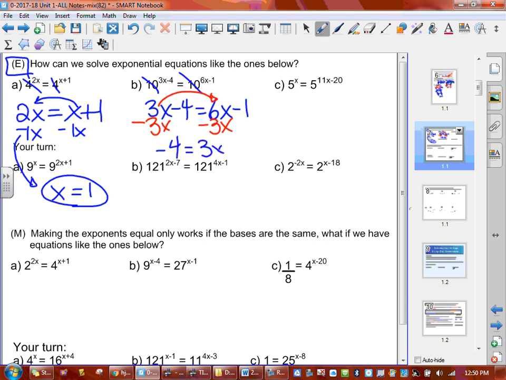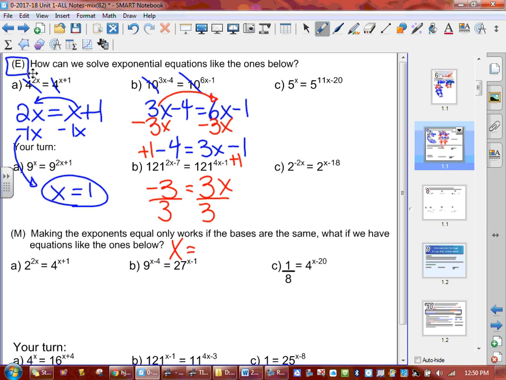So what am I going to do with that negative 1? It's over to the other side. You betcha. It's over to the dark side. So plus 1 to both sides. So we're going to get negative 3 equals 3x. What number am I dividing by? 3 or negative 3? 3, the one attached to the variable. So I'm dividing by a positive 3 means x equals negative 1. Okay? X equals negative 1.